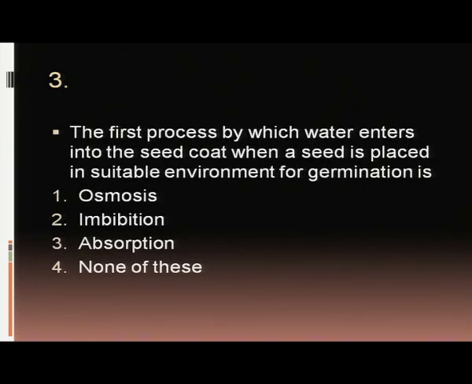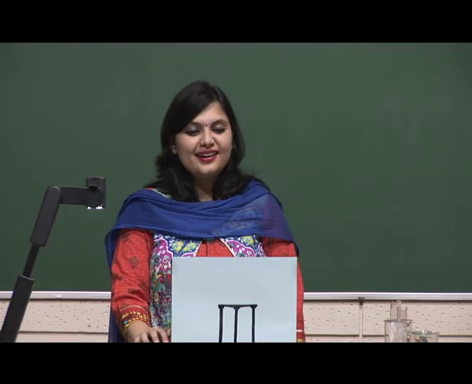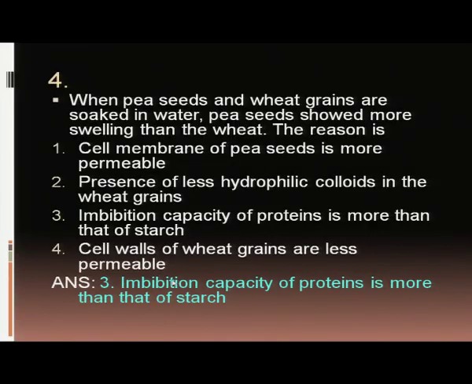Very good. Next, the process by which water enters into the seed coat when a seed is placed in a suitable environment for germination is again imbibition. Again, we are comparing pea seeds and wheat grains. They are soaked in water. The pea seeds showed more swelling than wheat, and the reason? Oh, I have just now discussed it. If you had listened properly, you must know the answer: the imbibition capacity of proteins is much more than that of starch. That is why the pea seeds get bigger in size as compared to wheat seeds, which have mostly starch.